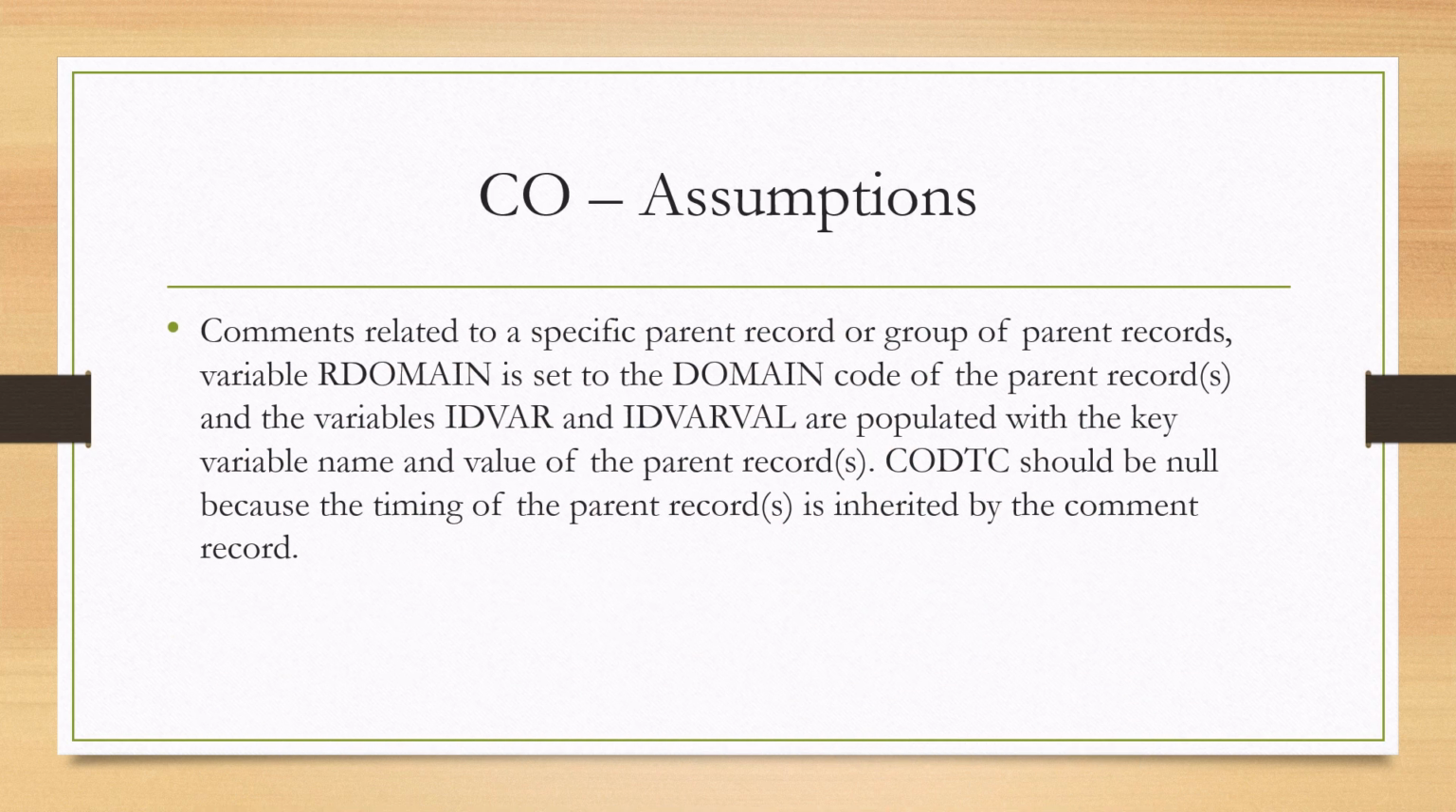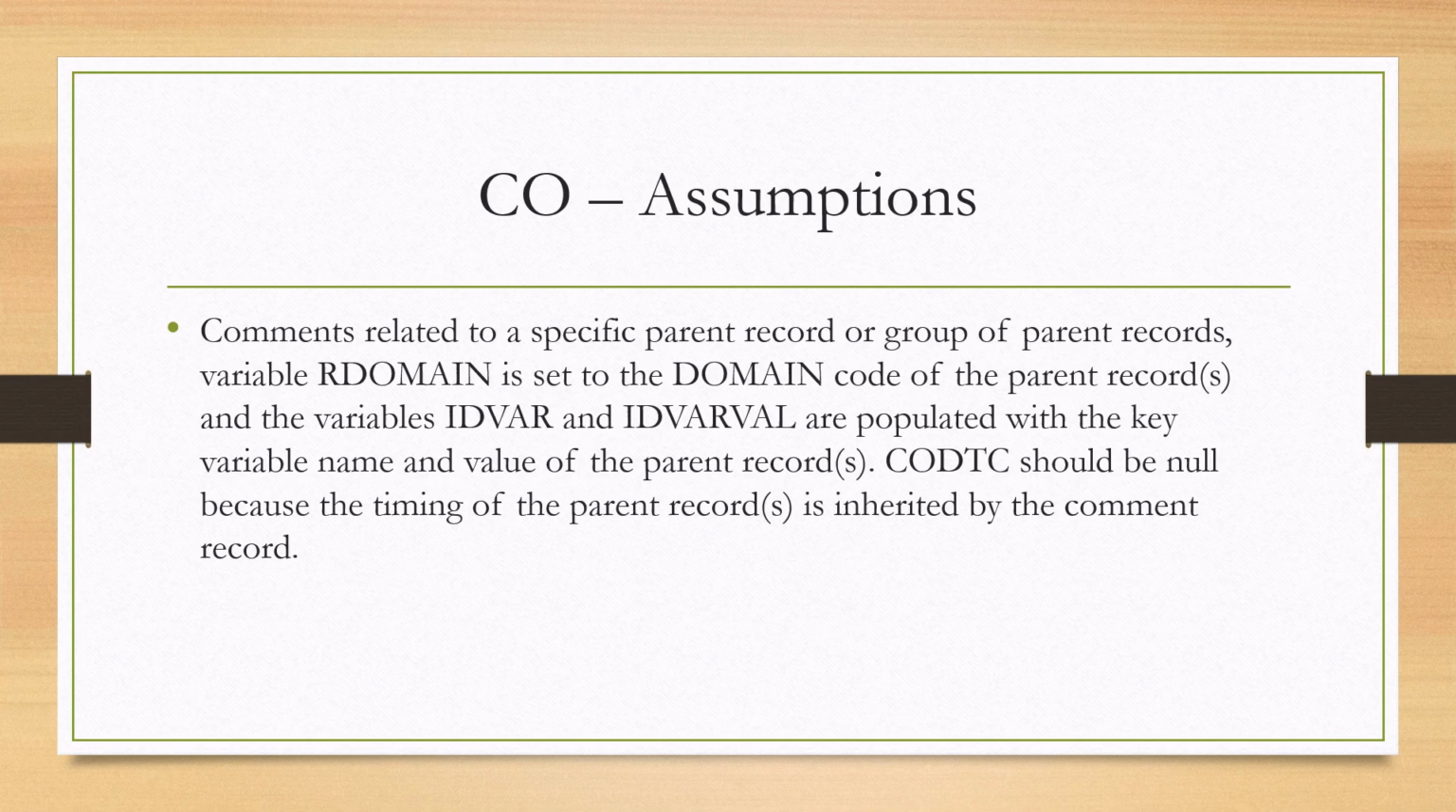The next assumption is about a comment related to a specific record, a parent record, or a group of records where the domain is known. We populate RDOMAIN with the domain code of the parent record, and IDVAR and IDVARVAL with the key variable name and the value of the parent record. When we have complete information that the comment is related to, say, the AE domain, and within AE to the record with AESEQ equal to 5, then RDOMAIN for that comment will be AE, IDVAR will be AESEQ, and IDVARVAL will be 5. Since we have the complete information of the parent domain and parent record, we populate RDOMAIN, IDVAR, and IDVARVAL.